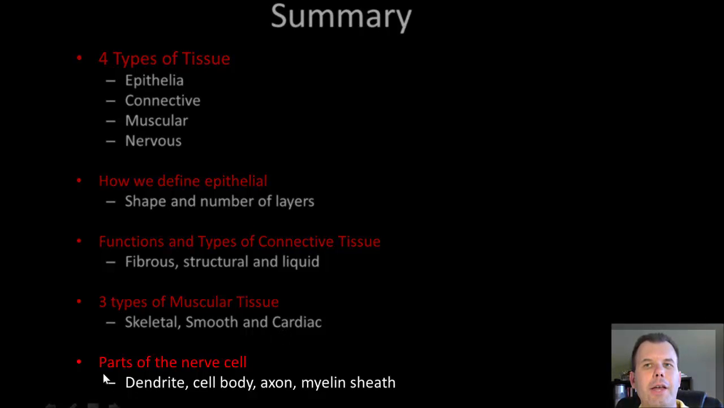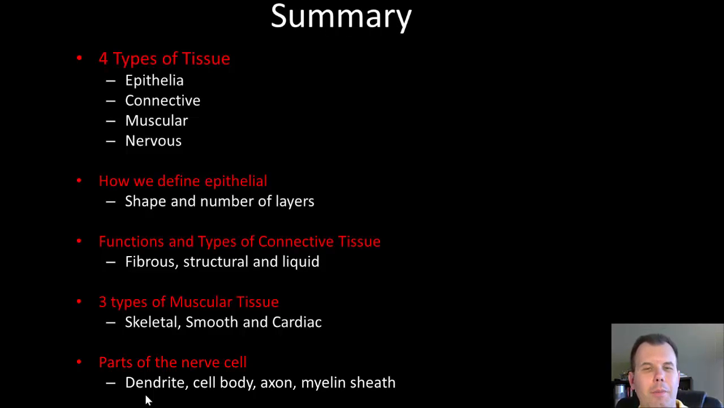And then finally the last one is parts of the nerve cell. We have the different parts of the nerve cell. You have the dendrite, the cell body, the axon, and the myelin sheath. And make sure you understand those parts. The dendrite is the small little nerves, or the little pieces that come off the cell body. The cell body has a nucleus. It's the large bulb part. The axon is a long tail. And then the myelin sheath is the insulation around the axon to make sure the message stays in the axon.